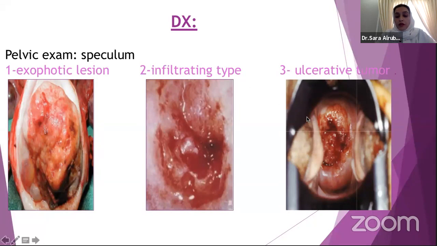The ulcerative type: usually this patient will present with frequent infection and cervical discharge, and when you do the examination, you see an ulceration in the cervix or in the vagina. Even if the lesion is clear and is saying, I'm a cancer, you have to take a biopsy to confirm your diagnosis and the type of the cancer.